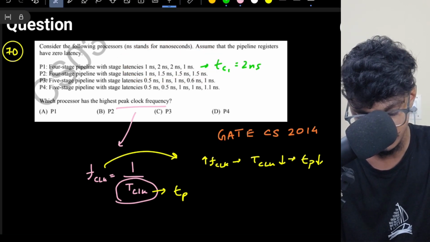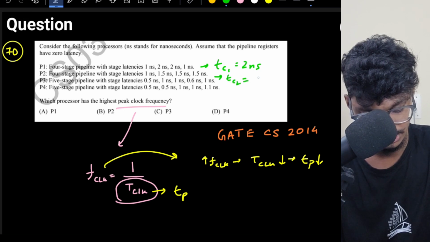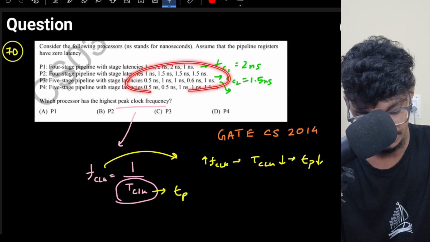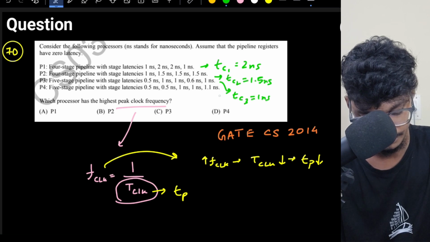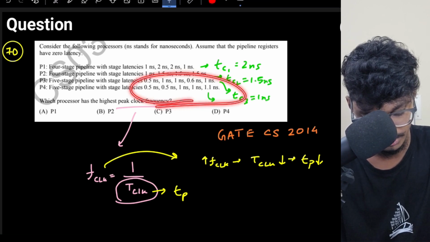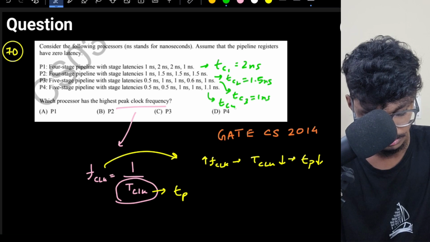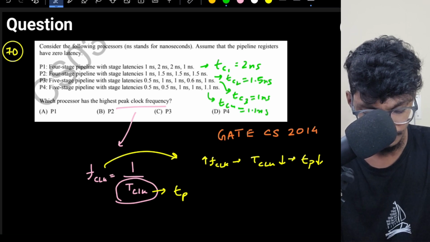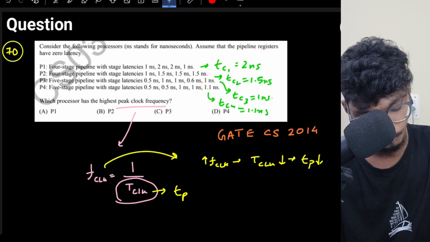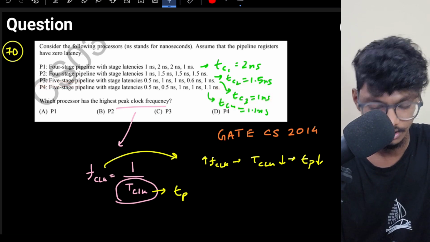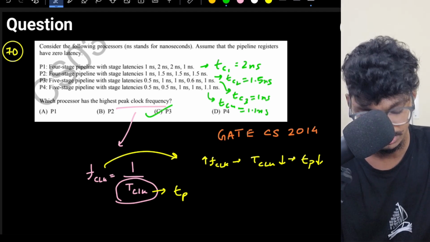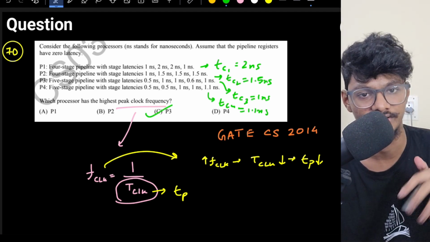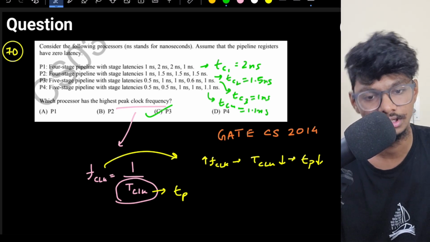Here as well the maximum is, TC2 is 1.5 nanoseconds. Here as well the maximum is 1 nanosecond, TC3 is 1 nanosecond. Here the maximum is 1.1 nanoseconds, TC4 is 1.1. Now out of these 4 I have to choose the minimum. Which one is the minimum? This third processor, P3. It's very simple, right? Don't do it using very difficult maths. Processor 3 will have the peak clock frequency, as its time period is the lowest.